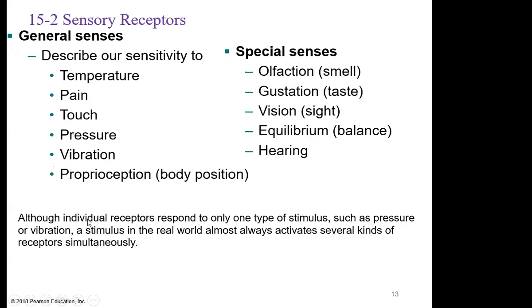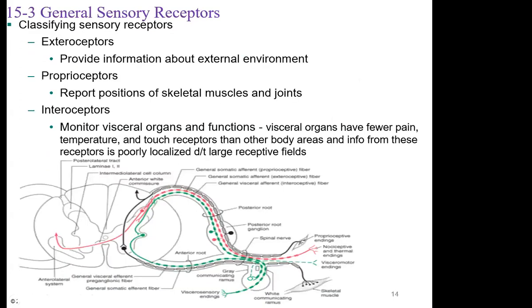Now, although these individual receptors respond to only one type of stimulus, like it might be temperature or it might be touch, a stimulus in the real world almost always activates several kinds of receptors simultaneously, okay? So just keep that in mind. We'll go through them one by one, but usually it's going to be multiple and not just one particular one.